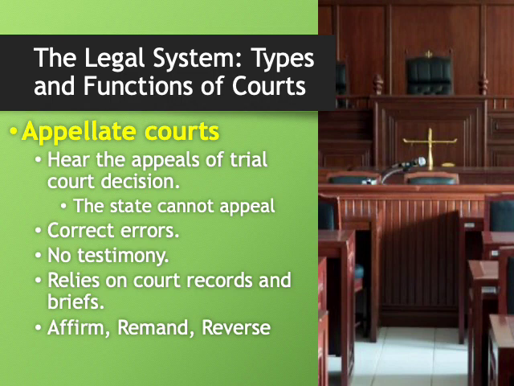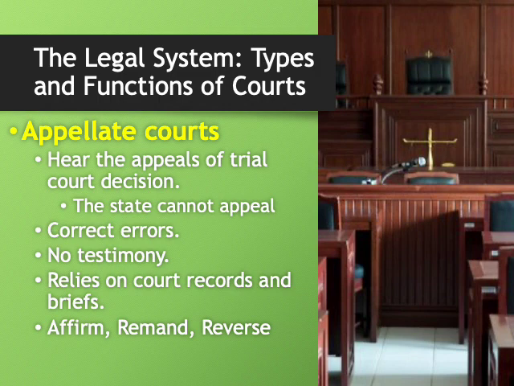One is that they can affirm the decision of the trial court, okay? So they basically say, we looked at the court record, we looked at the briefs, and we found that there were no errors that took place, and so we affirm the decision that this person is guilty. Another thing that they can do is remand, or send the case back to the trial court.